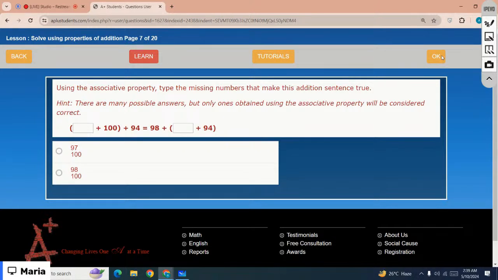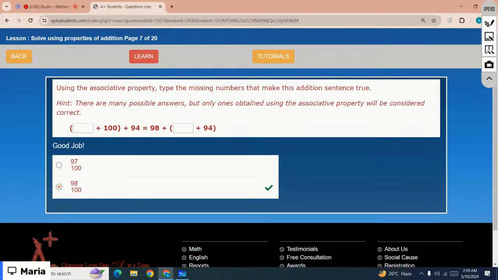Using the associative property, type the missing number that makes the addition sentence true. The missing number is 98, because here you have 98, here you don't have 98. So the first number is 98, and here the 100 is missing, so that is 98 and 100.